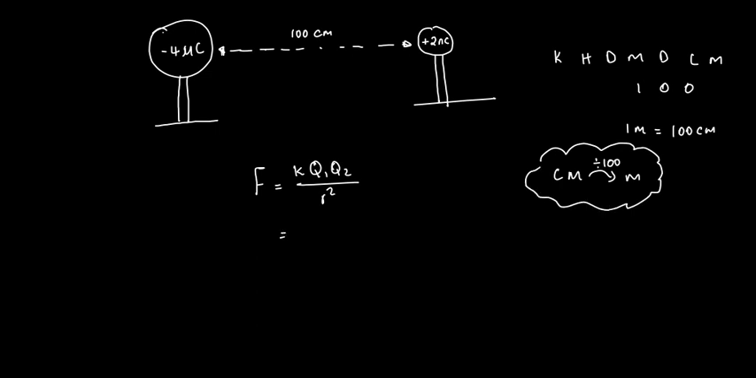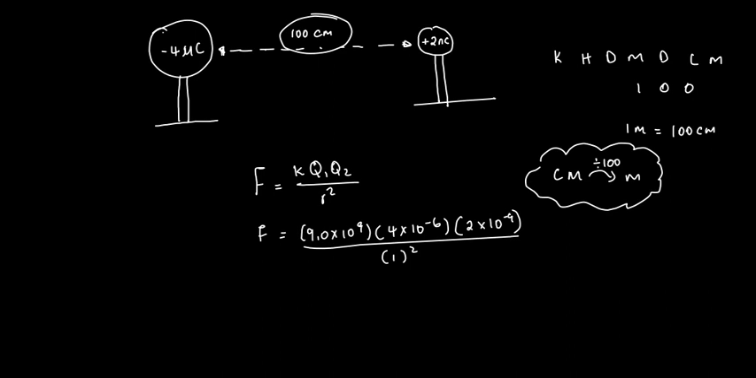Now, K is equal to, remember, K is 9.0 times 10 to the power 9. And then Q1 is what? Don't put negative. You put 4 times 10 to the power negative 6, because that is micro. And then that side you have 2 times 10 to the power negative 9. Then you're going to divide by 1 squared. Where do I get the 1? Because this is 100 centimeters, I divide by 100 to get meters. Then from there, what you must get as the force.